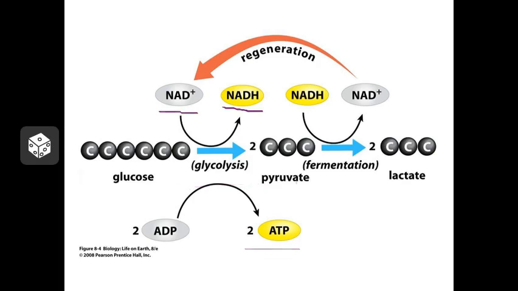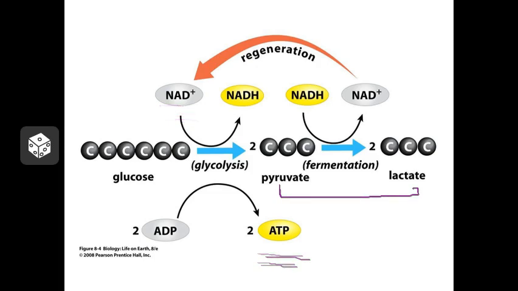Now, in order for a cell to repeat glycolysis over and over and over again, it's going to need a lot of NAD+. It needs a constant supply of this energy molecule in the oxidized form in order to keep doing glycolysis and in order to keep making that little bit of ATP that it needs. So what fermentation actually does is it replenishes the NAD+.